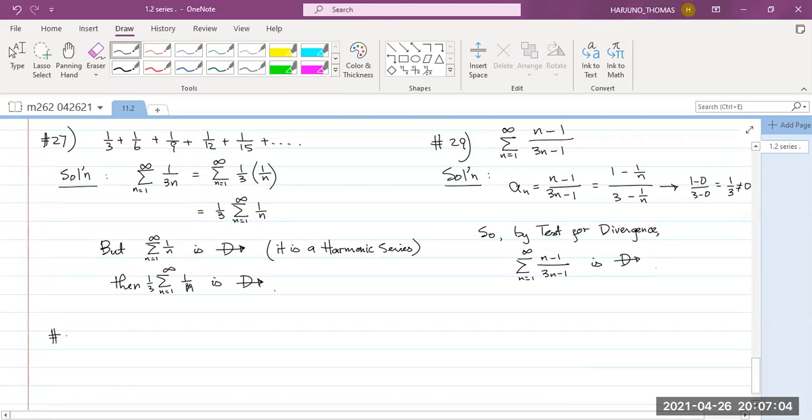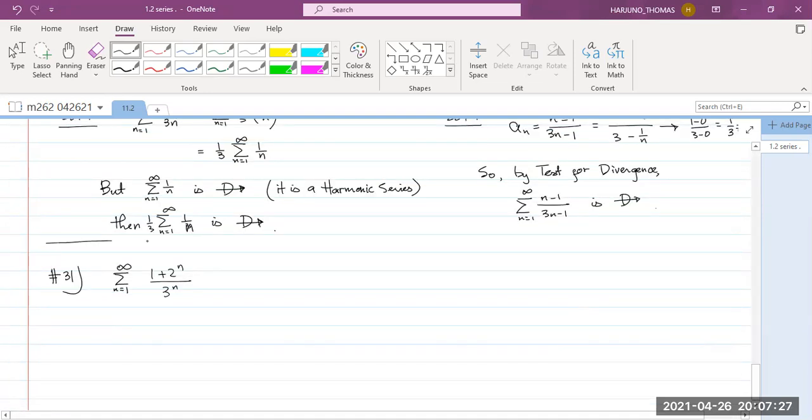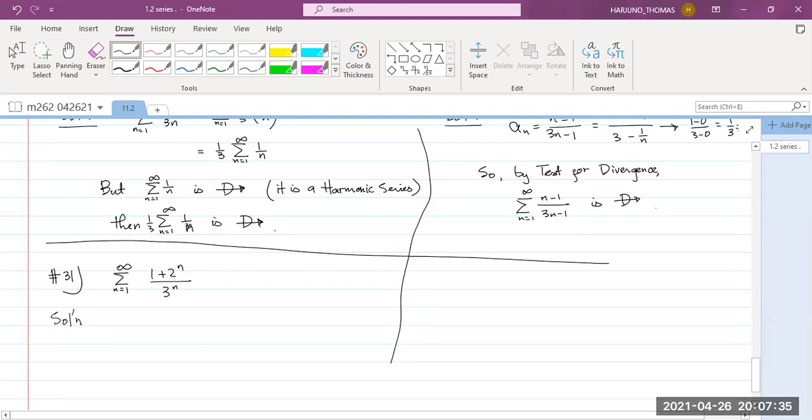I would like you to do some problems. Number 31. If you have this series, is this convergent or divergent? And why? My suggestion is you break it into 2 sums.